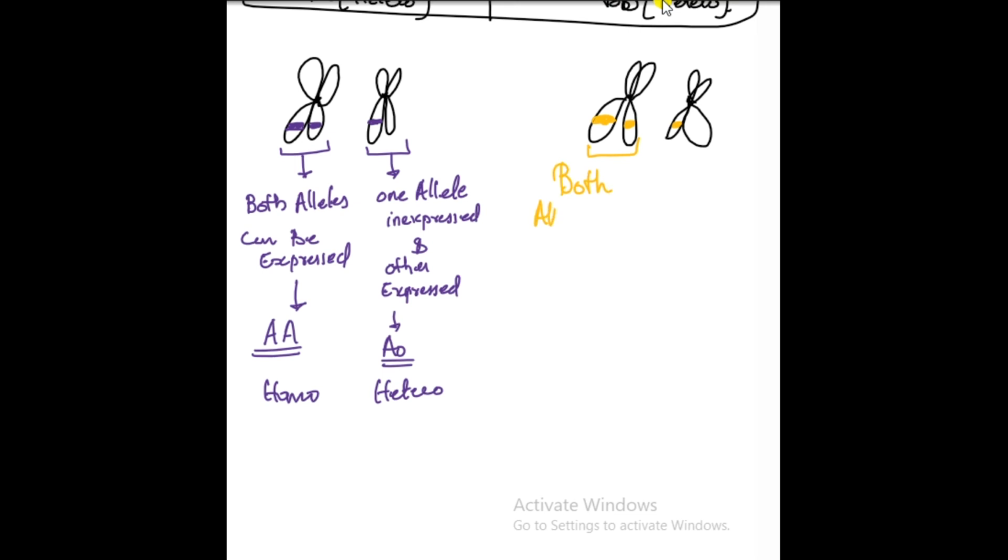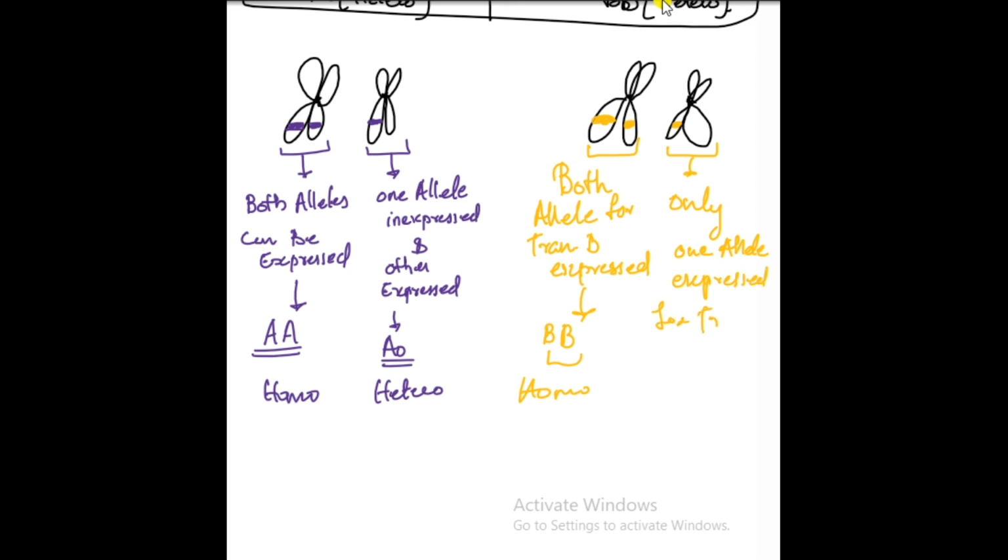And for chromosome number 9 for blood group B, both alleles for transferase B are expressed, that is capital B, and homozygous. And if only one allele is expressed for transferase B, that is capital B and O, that is heterozygous. That is the concept.